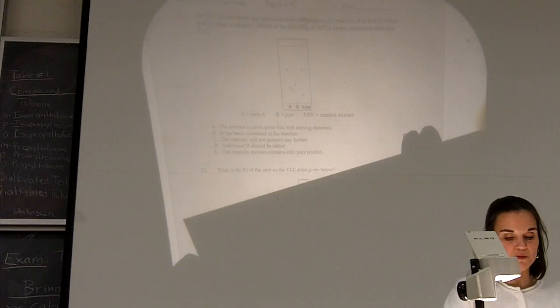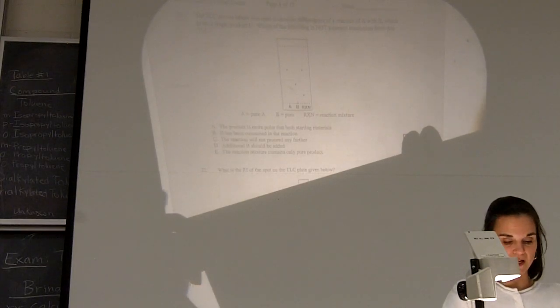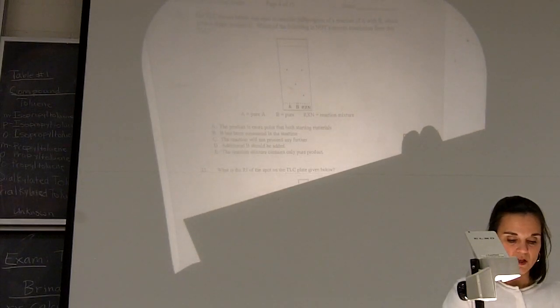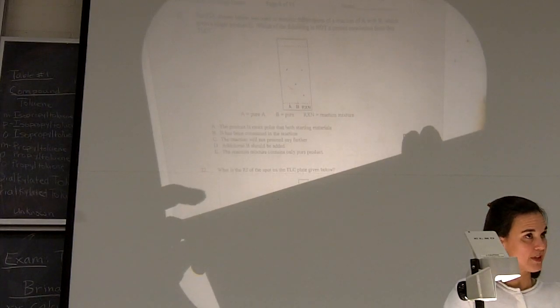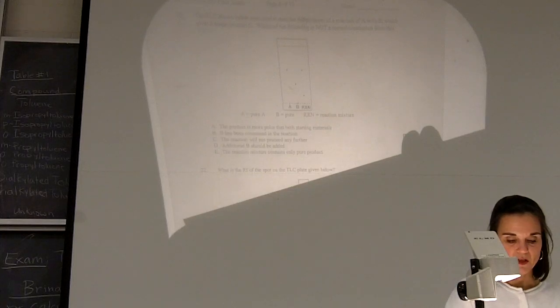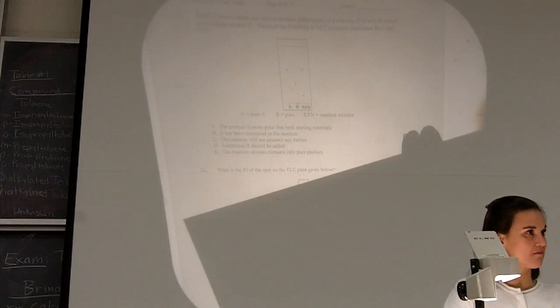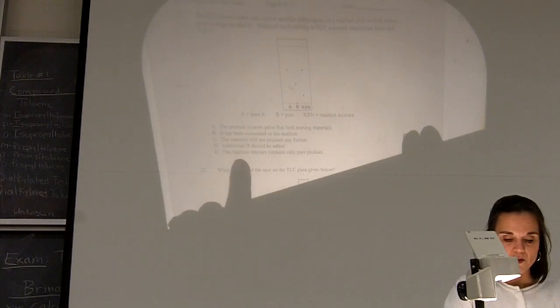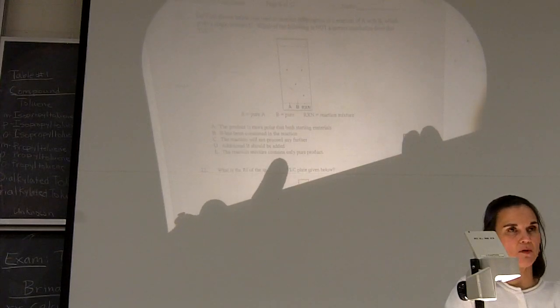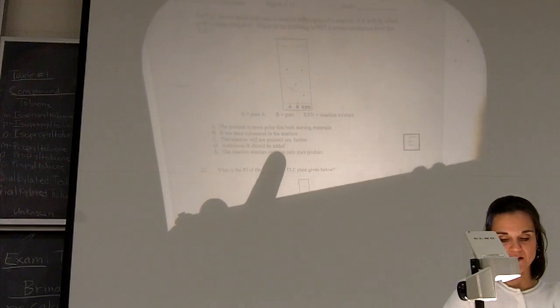B has been consumed in the reaction. Yes, because we don't have any B left. The reaction will not proceed any further. Yes, because we've run out of B. Additional B should be added. Yes. The reaction mixture contains only pure product. No. So the answer is F.